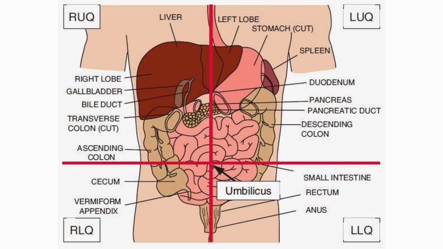So in the left upper quadrant, you're going to have your stomach and your spleen. In the left lower quadrant, you are going to have your small intestine and your rectum and your anus. And then in the right upper quadrant, you are going to have your gallbladder and your liver. And then in the right lower quadrant, you're gonna have your cecum and your appendix. So that's really all you need to know for the anatomy section.